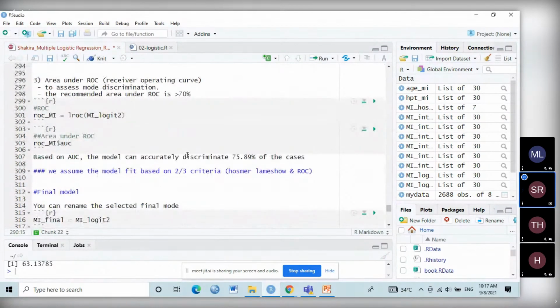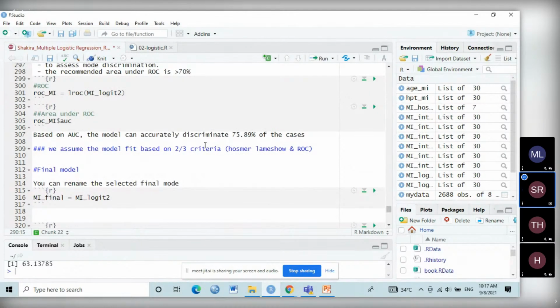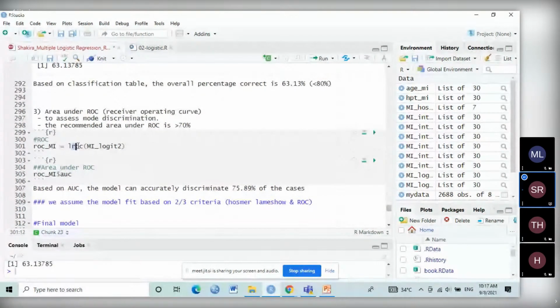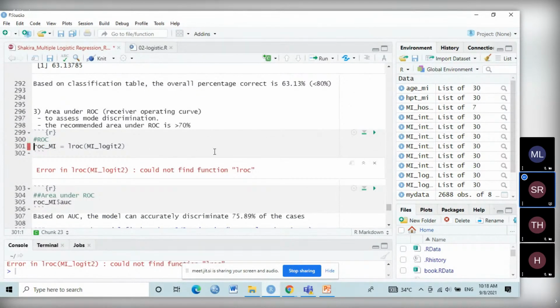Okay, area under the curve actually sama je, tapi kita guna dia punya continuous probability, and dia actually sensitivity against one minus specificity lah area under the curve. And then kita calculate dia punya ni. So dia punya code dia adalah lroc. So saya namakan dia punya ni adalah roc_MI. And then, kenapa tak dapat ni?